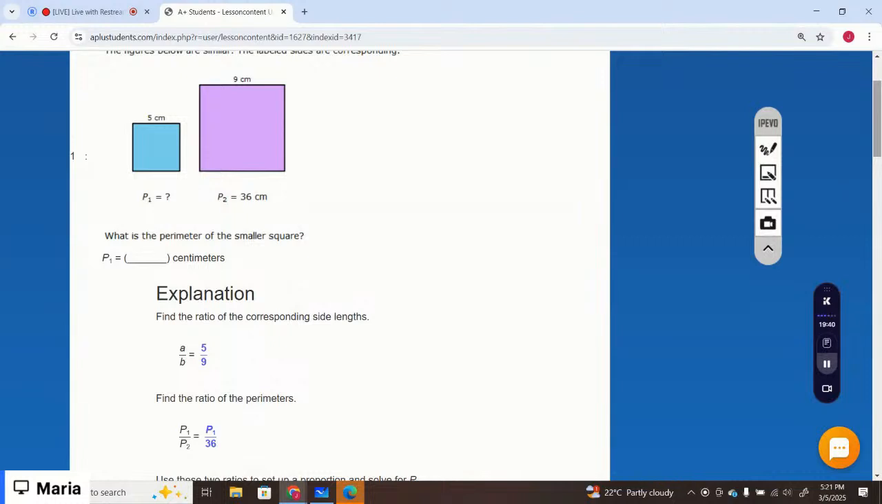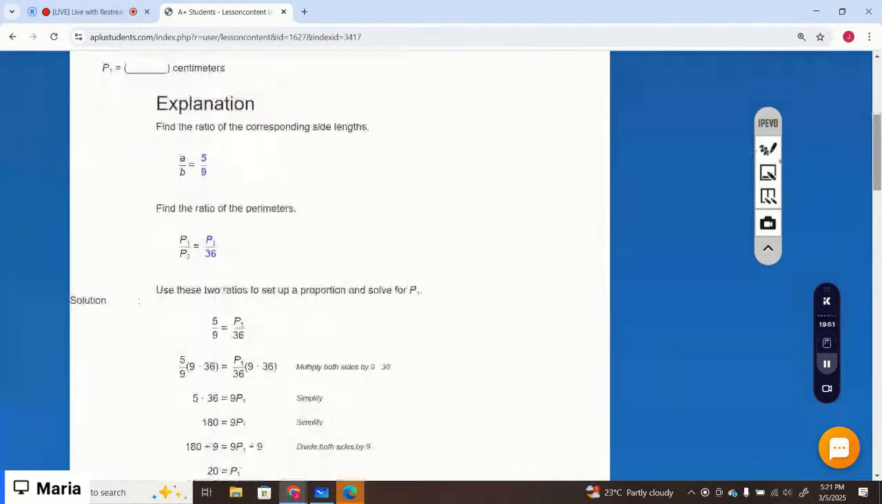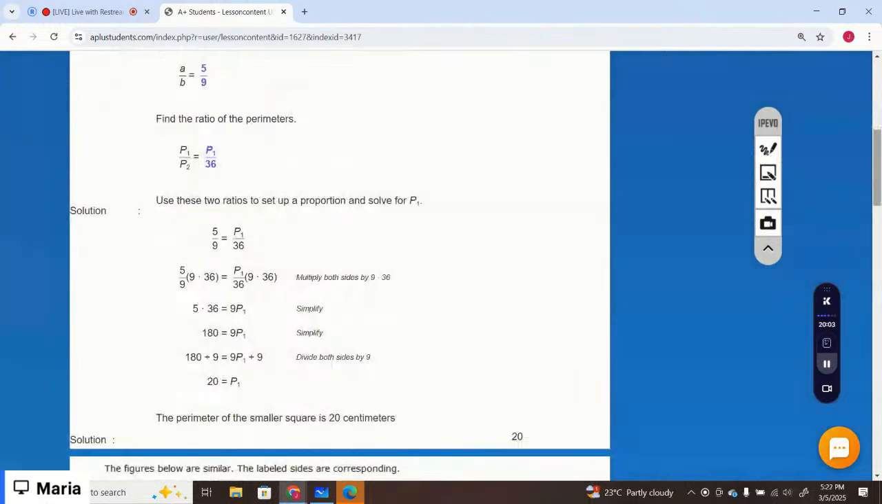So let's just calculate the ratio of their similar sides. That is a over b equals 5 divided by 9. Now let's make the ratio of their perimeters. That is P1 by 36, because you need to calculate P1. Equate both the ratios: 5 by 9 equals P by 36. So solve this relation for P. That is P equals 20. Let's just start with the test questions.